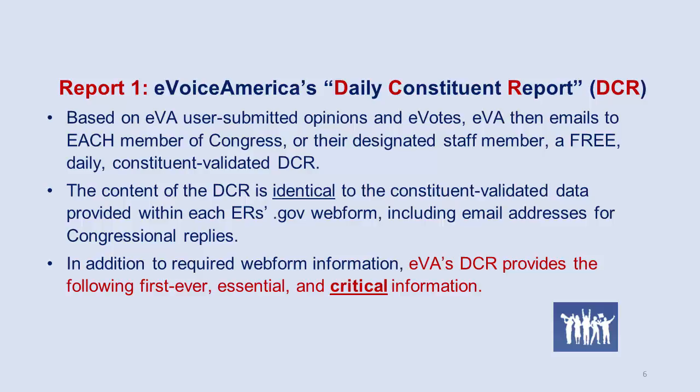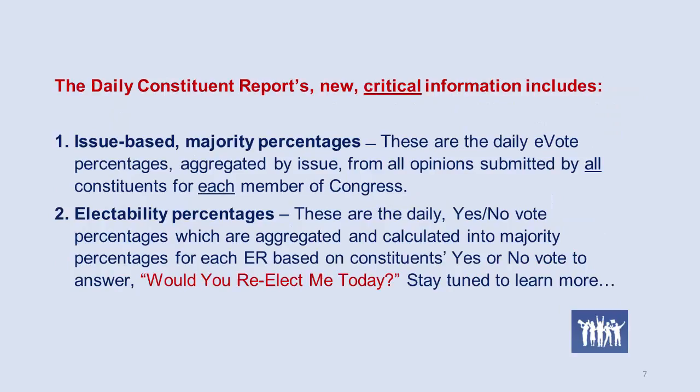The content of the DCR is identical to the constituent-validated data provided within each ers.gov web form, including email addresses for Congressional replies. In addition to required web form information, EVA's DCR provides the following first-ever essential and critical information. Issue-based majority percentages. These are the daily e-vote percentages aggregated by issue from all opinions submitted by all constituents for each member of Congress.